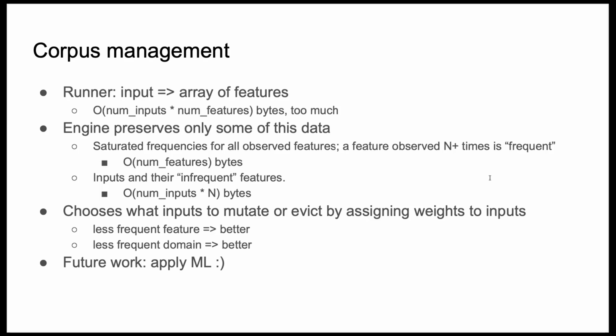These are the inputs, and these are the infrequent features that correspond to each input. Based on this information, the engine needs to assign weights to the inputs, and those weights are used to choose what to mutate. The higher the weight, the higher the probability that we want to mutate that thing, and what to evict from the corpus. So if something has a very low weight, it is more likely to be evicted from the corpus because the corpus in memory cannot grow indefinitely.